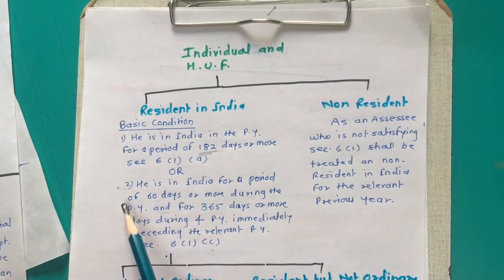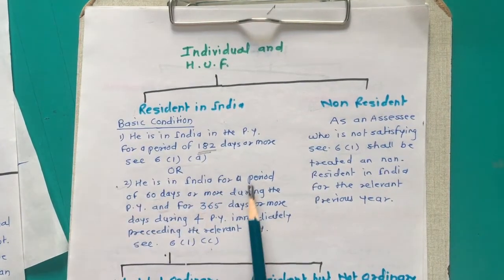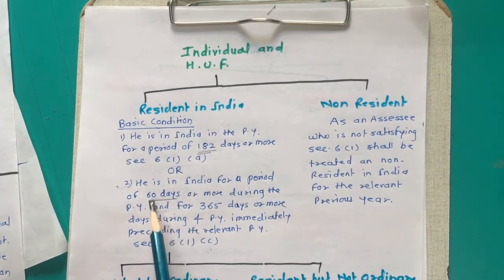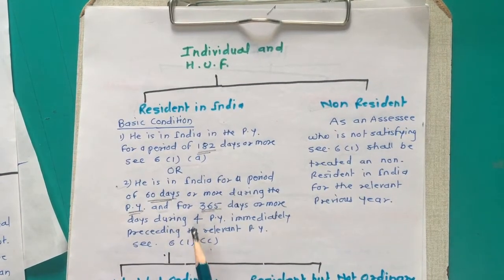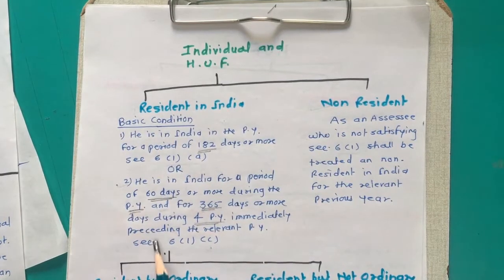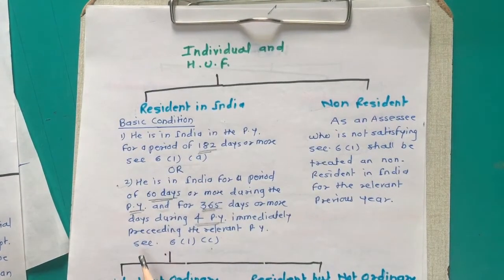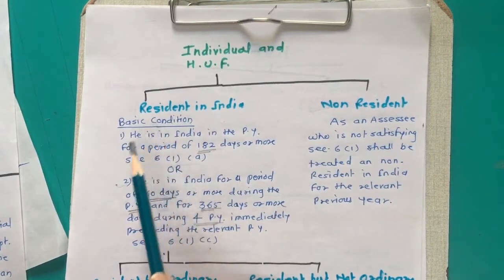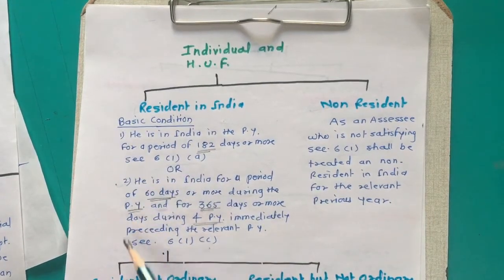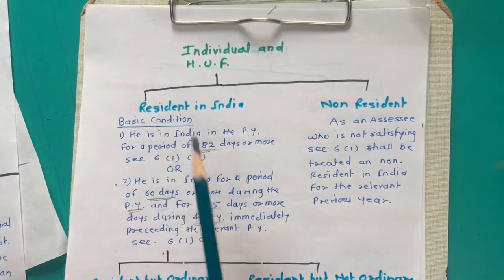Or the second condition is that he is in India for a period of 60 days or more during the previous year and for 365 days or more during the 4 previous years immediately preceding the relevant previous year. This is the other basic condition for the residential status of a person or HUF who is resident in India. These are the basic conditions for deciding the resident in India.